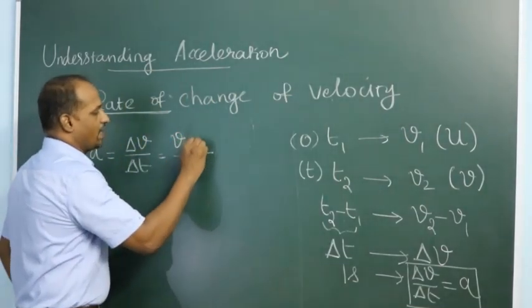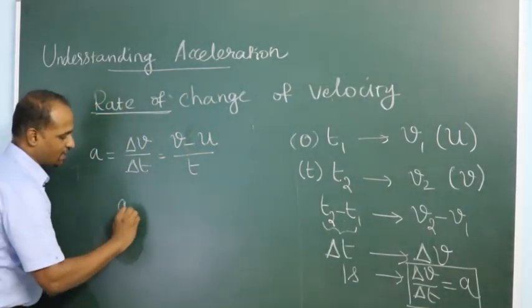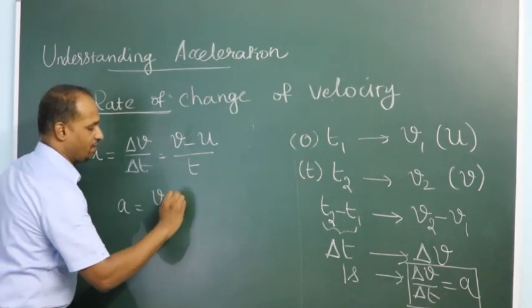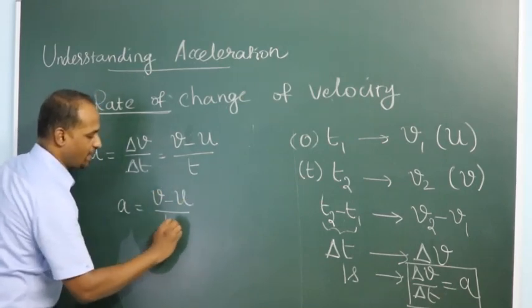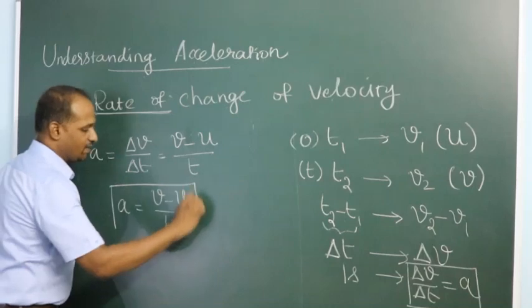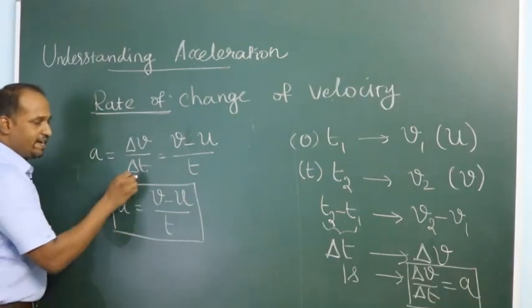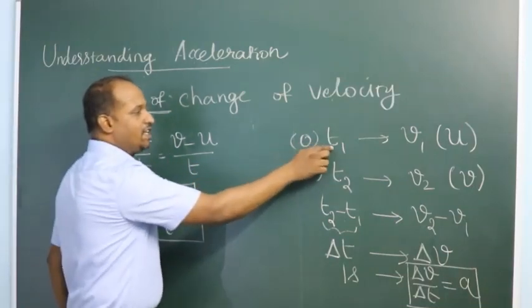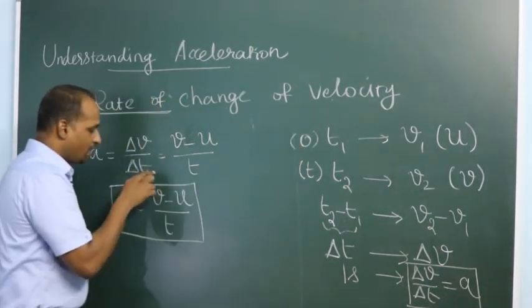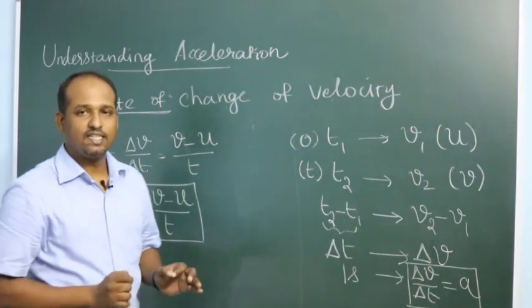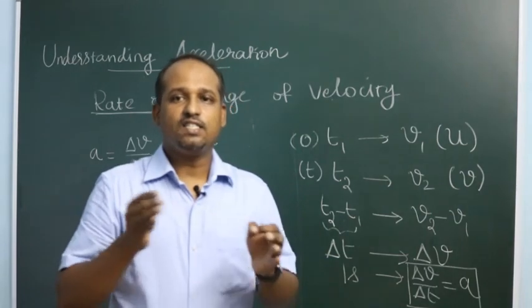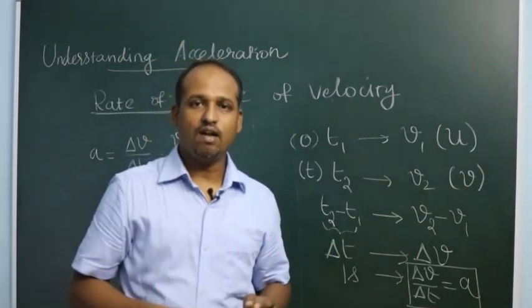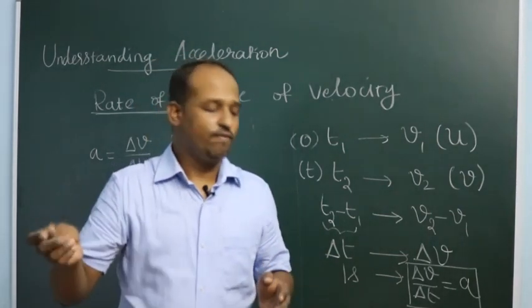So acceleration is often referred to as v minus u by t. Here t is the time taken. There is no difference between t and delta t. The only difference here is t1 becomes 0, hence delta t becomes t. So acceleration is defined as the change in velocity for every 1 second, or the rate of change of velocity.